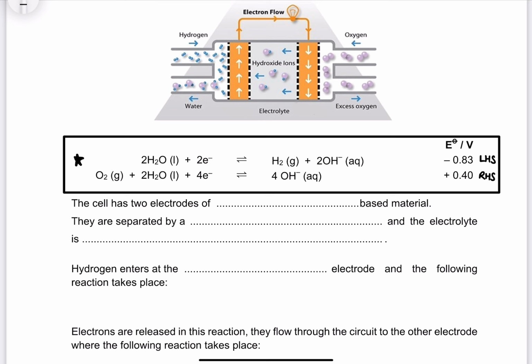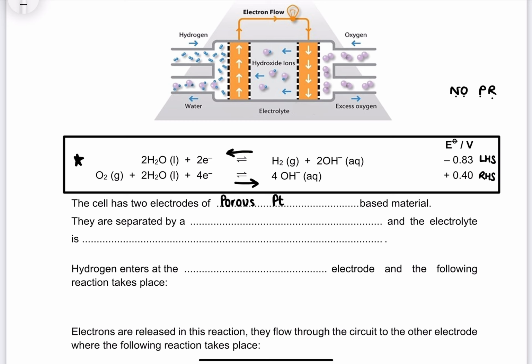Remember that the positive one is the one that undergoes reduction, and the negative one is the one that undergoes oxidation. So you can always remember that by remembering no problem. The negative is the oxidation, the positive is the reduction. So the more positive one is going to go this way, and the more negative one is going to go backwards as oxidation.